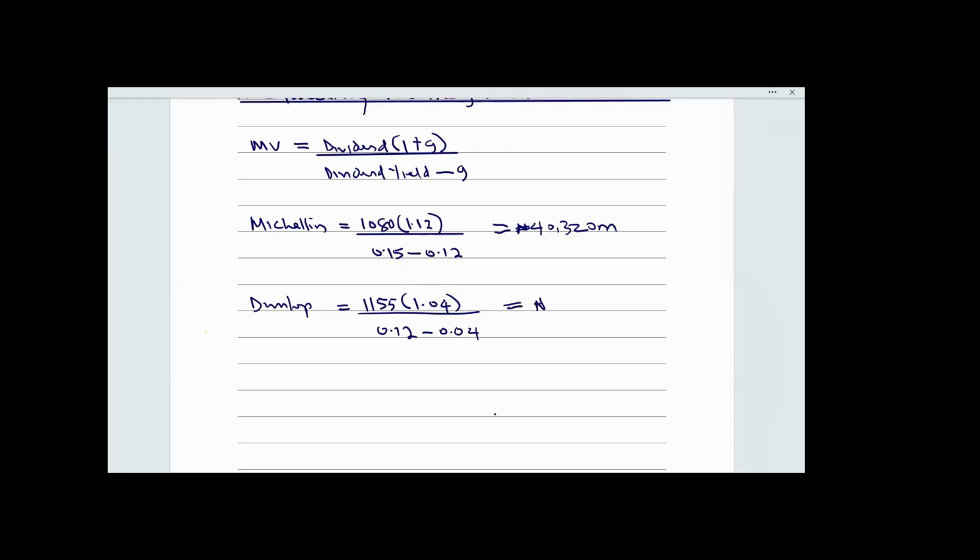So what do you have here? This should give us 1,155 multiplied by 1.04, equals, then divided by 0.08. That's 15,015 million. Therefore, the pre-merger market value of Michelin is 40,320,000,000 naira, while that of Dunlop is 15 billion and 15 million naira.